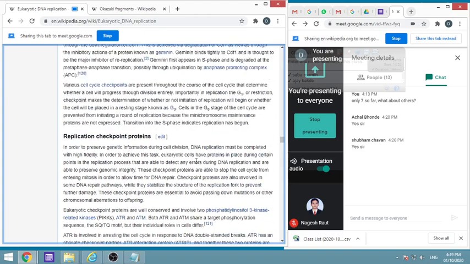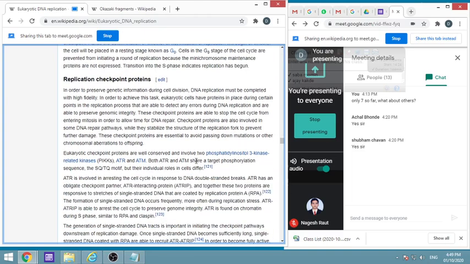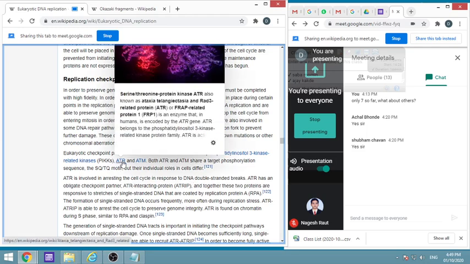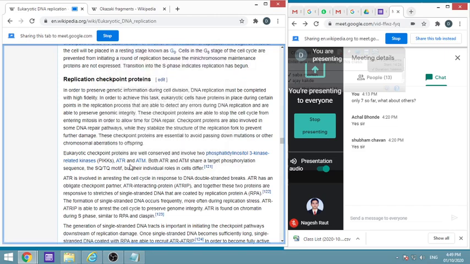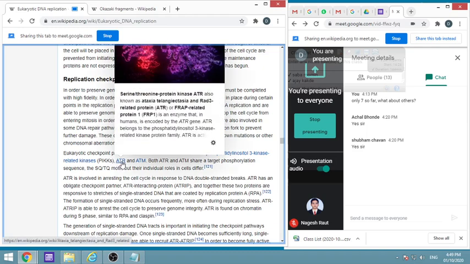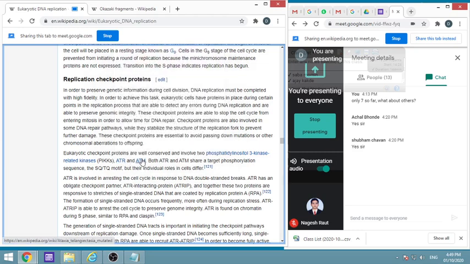So these various activities will be playing an important role. There are various proteins playing a role. Examples of these are known as serine threonine protein kinases. They are called ATR. Then other protein kinases are there, known as ATM, and some of these we shall be discussing when we discuss the various pathways.